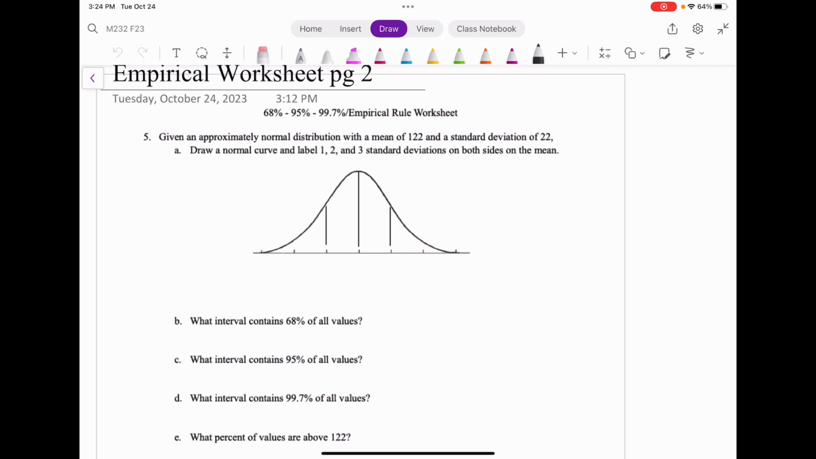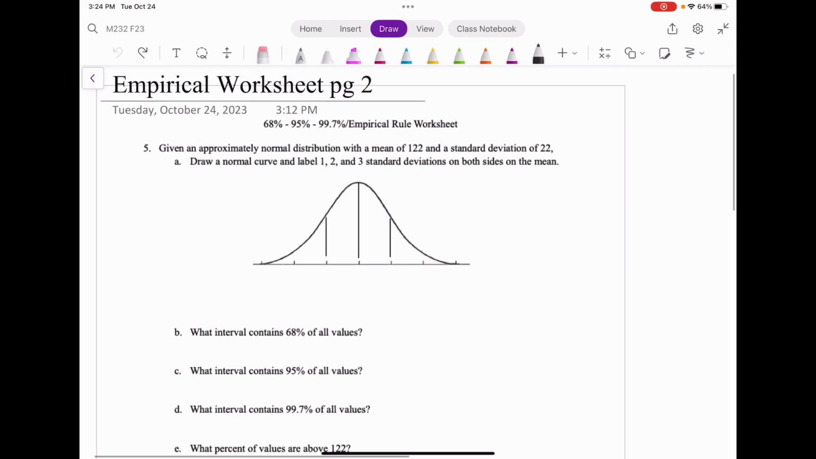Moving on to the next question, we're going to use those same percentages. 34%, 13.5%, 2.35%, and 0.15% on either side. And then we put our mean in the middle, and we use our standard deviation to calculate our new values. 122 plus 22 is 144, plus 22 is 166, plus 22 is 188. Minus 22 is 100, minus 22 is 78, minus 22 is 56.